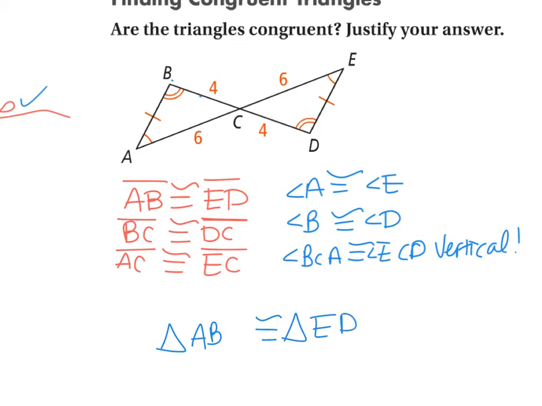So B comes second, D comes second. Has to be lined up. And the last one, you're not going to write it like this on here, you're just going to give me one letter, and that will be C. And we know those are congruent because they're vertical angles, so that's how you would write your congruence statement for those 2 triangles.